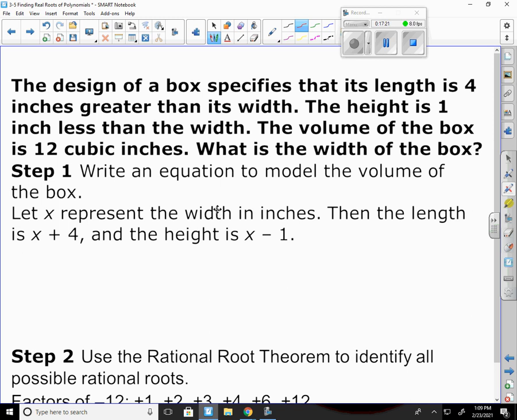So if I let x represent the width, volume equals length times width times height. You can do that in any form. So my volume is 12. My length is x plus 4. My width, you're going to see me rewrite this, is x, because it doesn't matter what order I put them in. And my height is x minus 1.